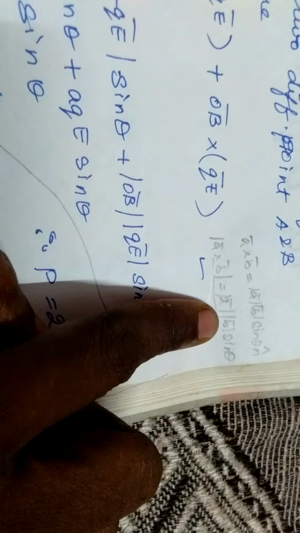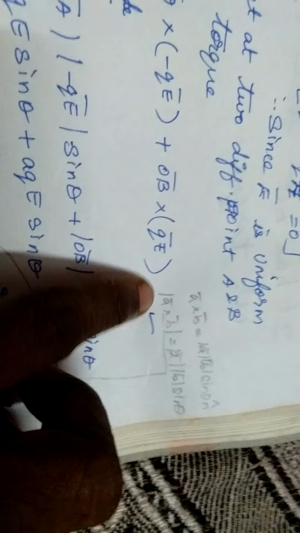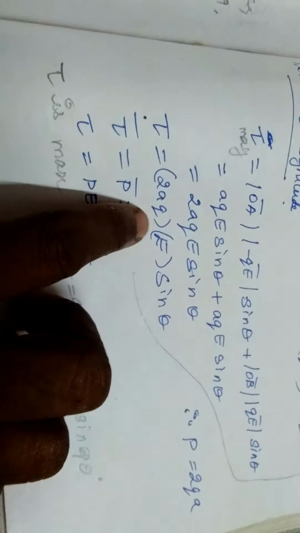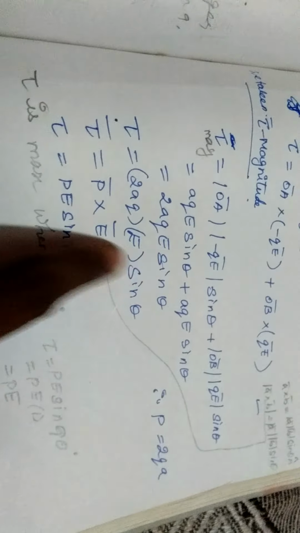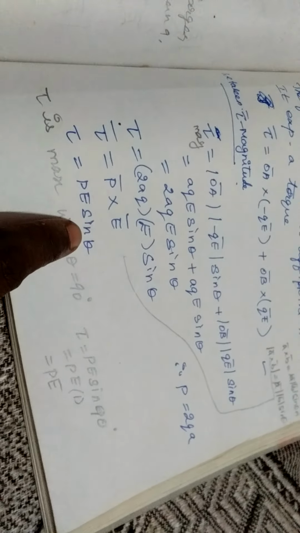So you see this pattern is right. It is modulus of B vector, modulus of A vector, and sin theta. So we write modulus of A vector times this, which is Q times P vector. Already we know the dipole moment. The dipole moment is multiplied into the electrical field. So we write this as PE sin theta.